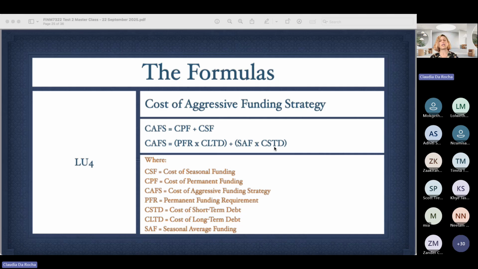So it's quite important when you get questions asking you to determine which strategy should be applied, that you understand which is the long-term debt, which is the short-term debt, and that you also understand that your seasonal average funding is in essence taking the total value and creating an average for the months that you're getting funding for.